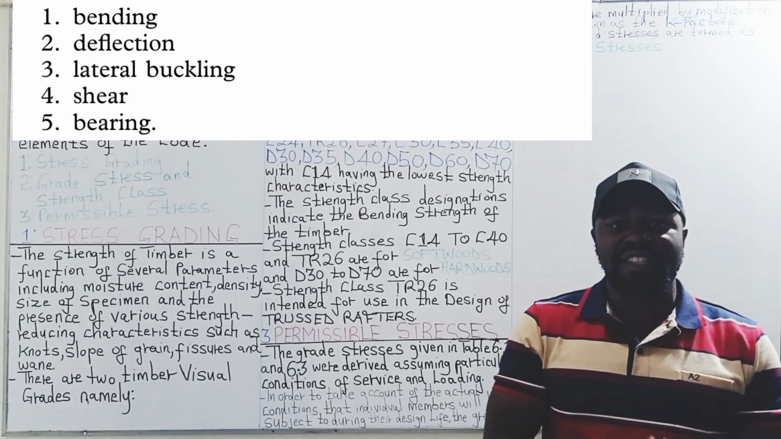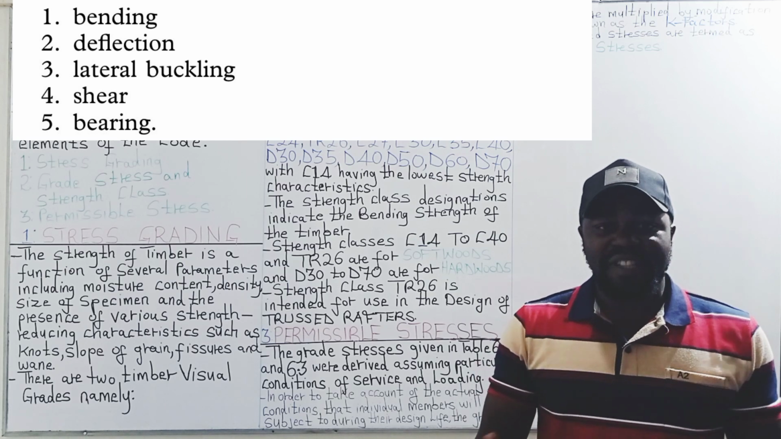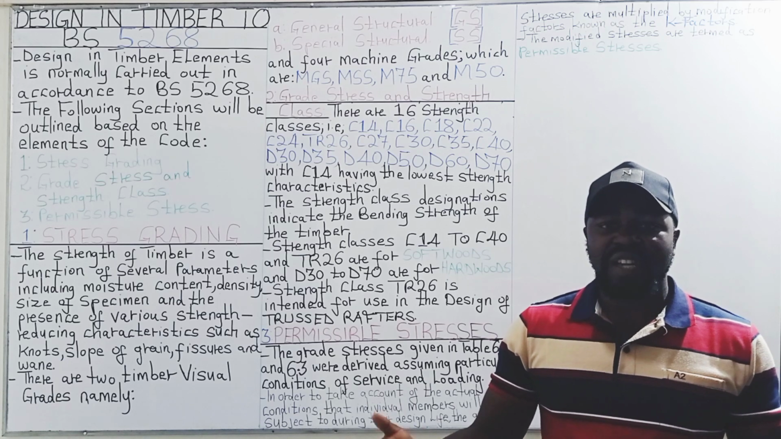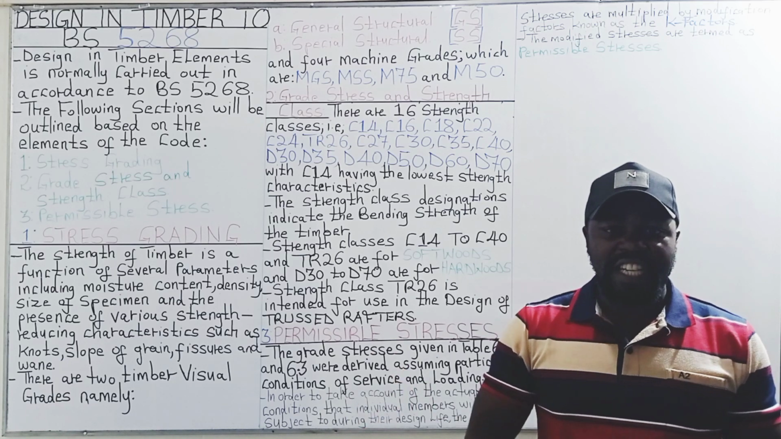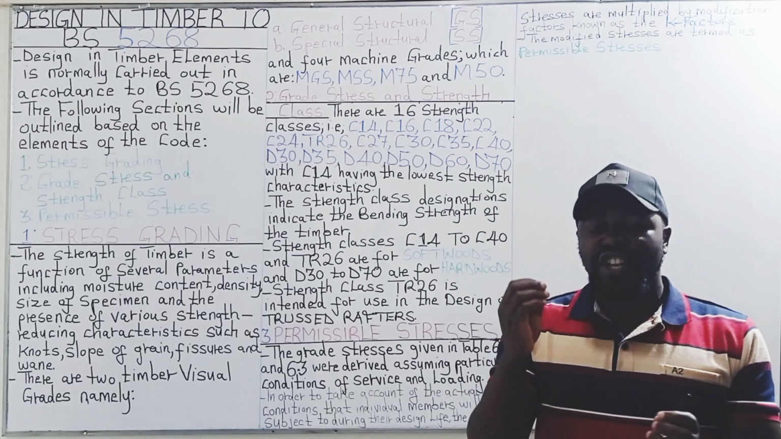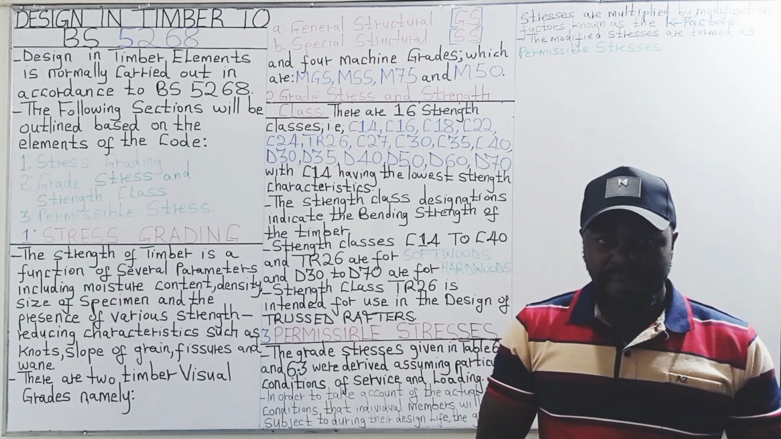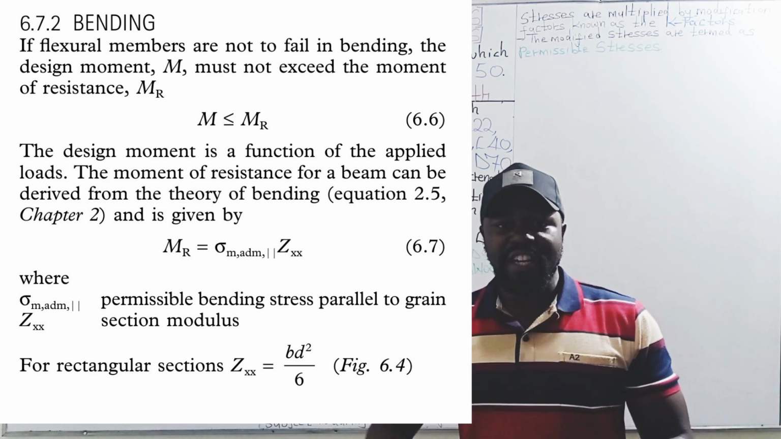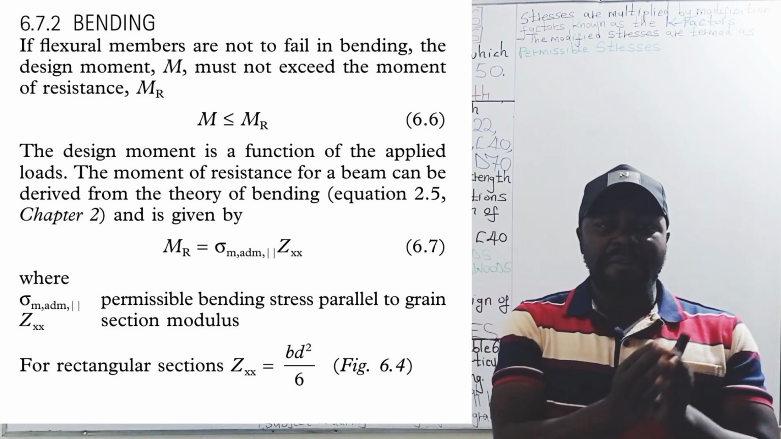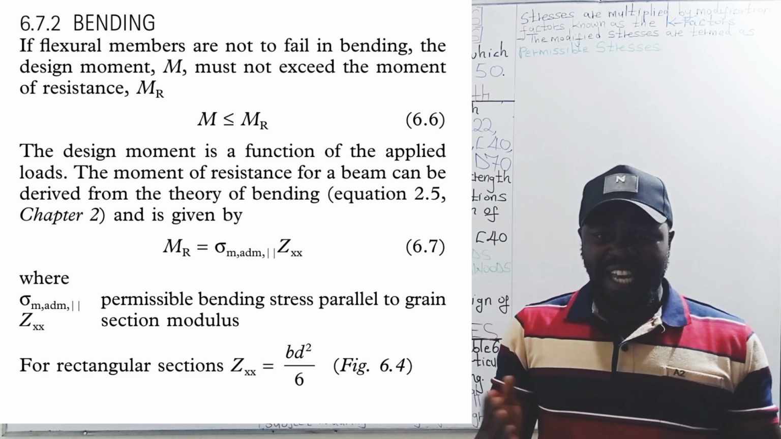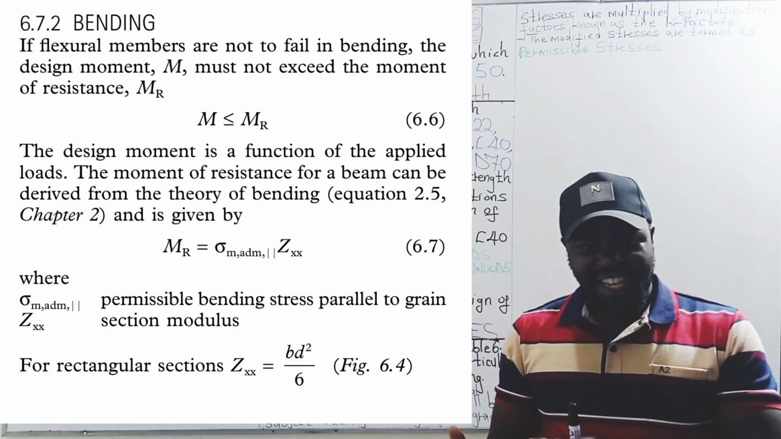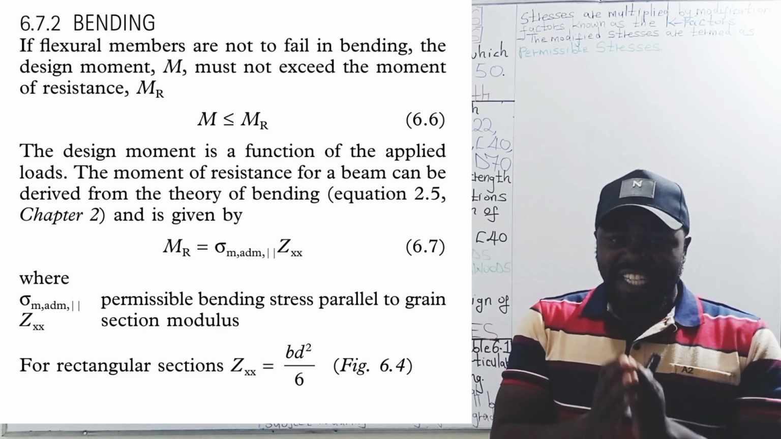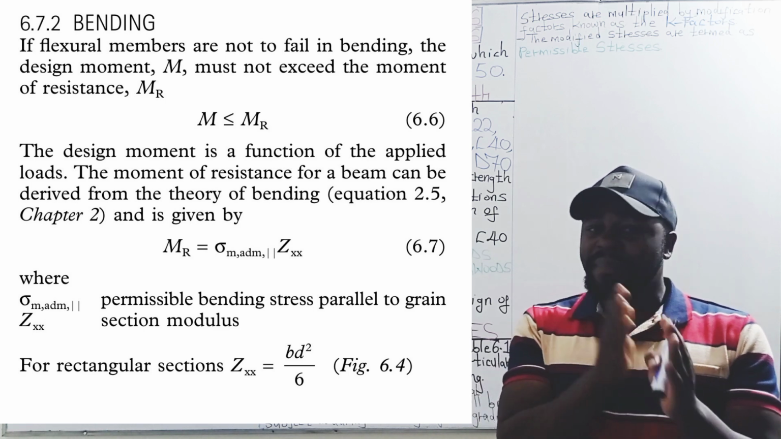That is the sequence of design process of medium span beams. However, deflection is usually critical for long span beams and shear for heavily loaded short span beams. Beginning with the bending, which is the first step, if flexural members are not to fail in bending, then the design moment M must not exceed the moment resistance, that is MR. The design moment is a function of the applied loads.